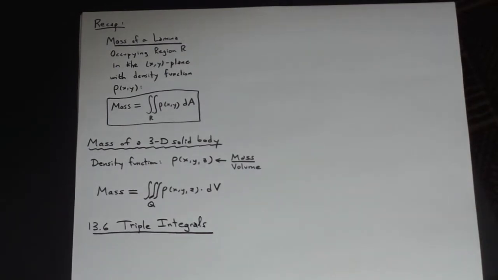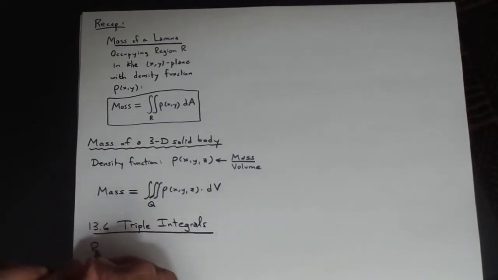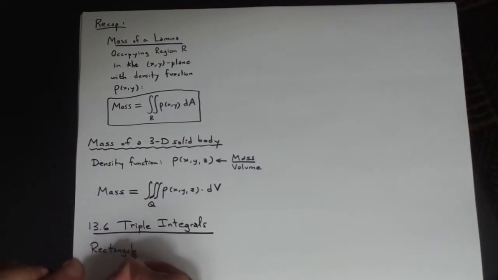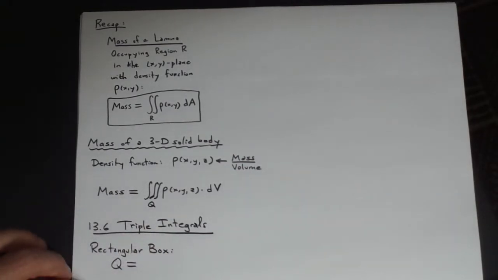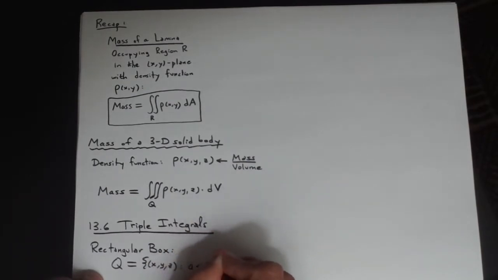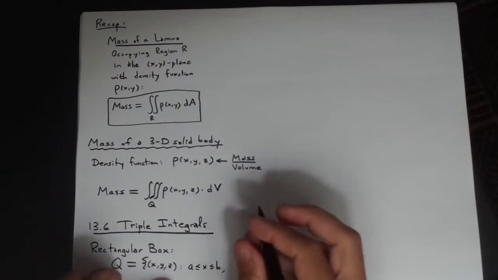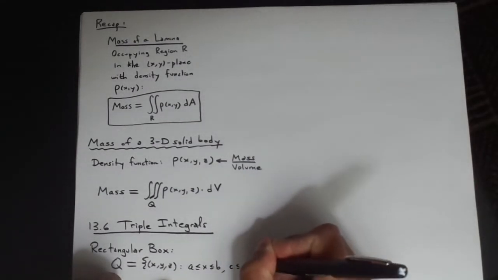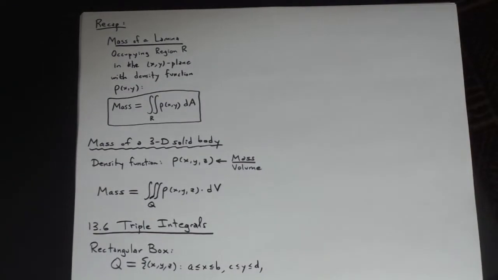I think the easiest type of solid region to do a triple integral over is going to be a rectangular box. So if I have a box, let me set up the limits for a box. This is called a rectangular box, and this would be Q. This is the region that this box is sitting in. This would be a set of points, x, y, and z, such that x is limited between a and b, and y is limited between c and d, just like before when we had a rectangle.